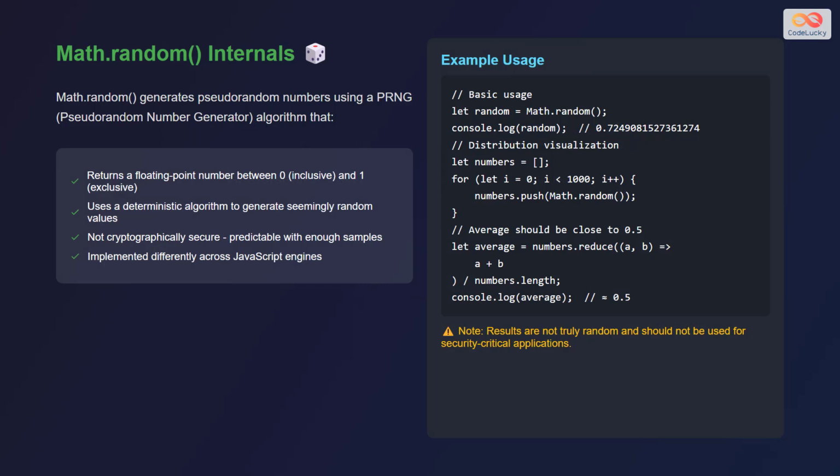The Math.random function in JavaScript generates pseudorandom numbers. It uses a pseudorandom number generator, or PRNG, algorithm. This function returns a floating point number between 0, inclusive, and 1, exclusive. It uses a deterministic algorithm to generate seemingly random values. Importantly, the numbers generated are not cryptographically secure and can be predictable with enough samples. Also, the implementation of this function can differ across JavaScript engines. Here is an example of basic usage of Math.random and how we can visualize its distribution.